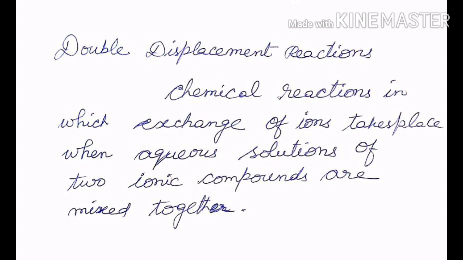Double displacement reactions. Chemical reactions in which exchange of ions takes place when the aqueous solutions of two ionic compounds are mixed together are called double displacement reactions. For example, barium chloride reacts with sodium sulfate to form a precipitate of barium sulfate. Activity 1.10 explains this double displacement reaction.